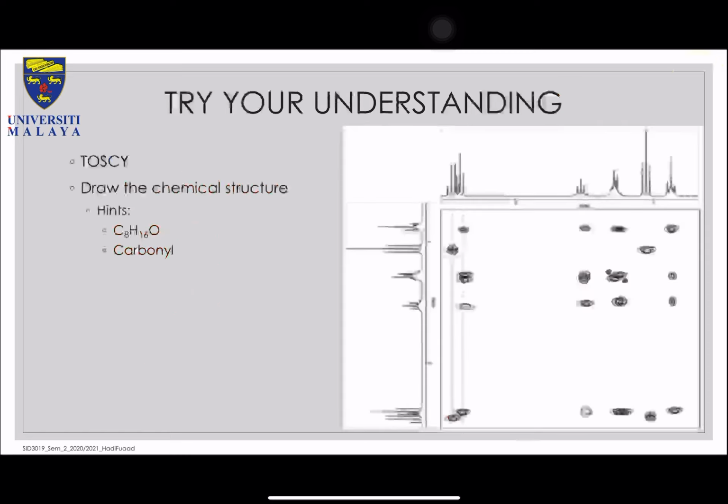Now, this is a bit more complex. Try your understanding based on TOCSY. So draw the chemical structure. I'll give you a hint over here that the chemical formula is C8H16O, and it has a carbonyl group. So instead of ether, it has a carbonyl group. So try and draw the structure, and I will give out the answer in the next lecture.